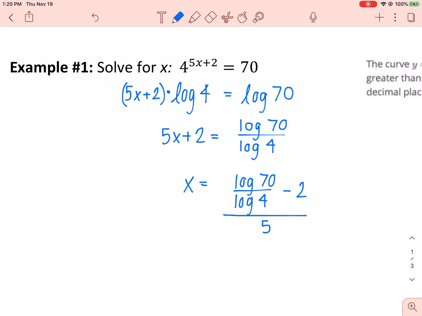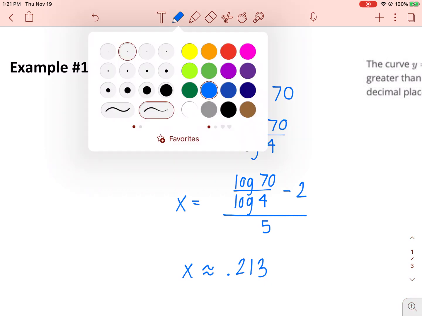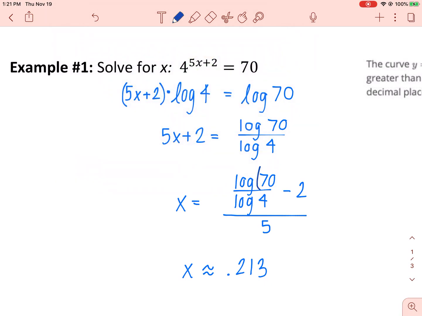If you wanted to show more steps on that, you are more than welcome to. This would be the exact answer. If I asked you to approximate with your calculator, you should be getting about 0.213. Now, if you're not able to get that, you need to make sure you have your parentheses around your log.